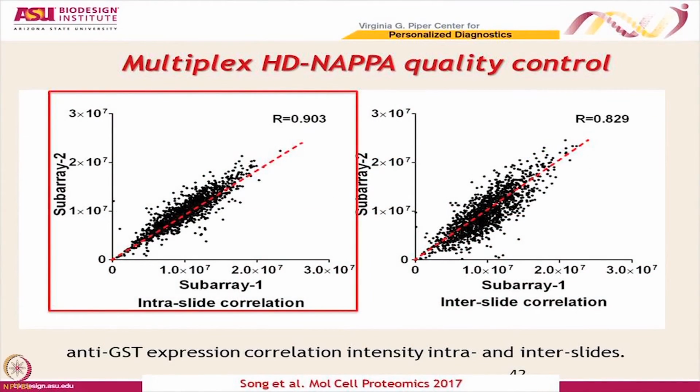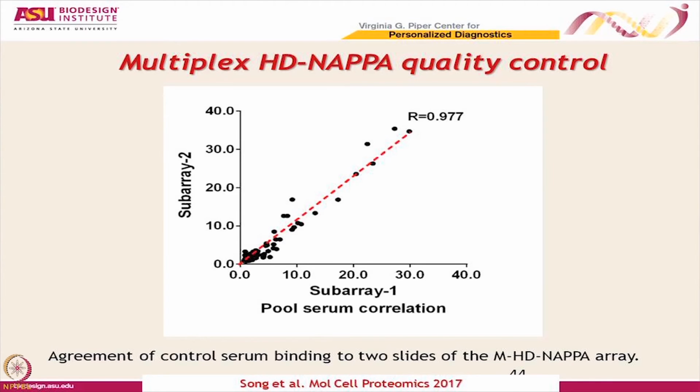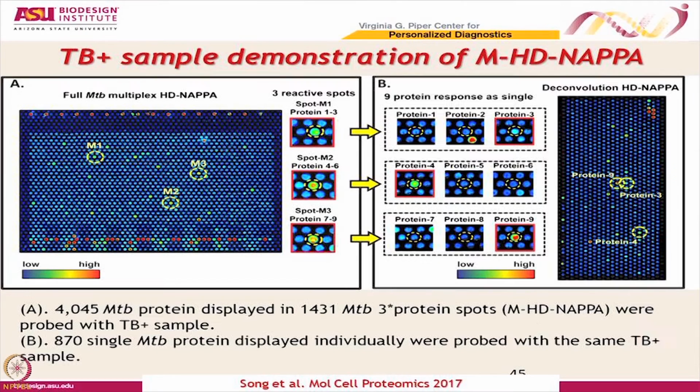What we did here is we compared one of those subarrays to another subarray to make sure that from subarray to subarray they were reproducible. That's what this is. This is within a slide, and then this is looking at 2 different slides, again, to make sure everything is aligned right. And then when we did our screening experiment, we wanted to make sure that we were getting the same result day to day. And so here you see 2 different arrays, 2 different days, and again, you're getting very good alignment there.